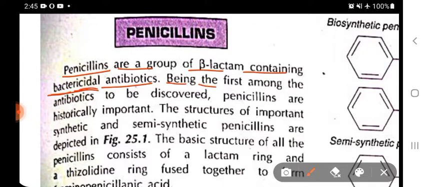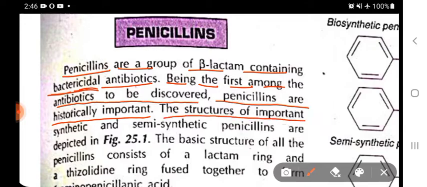Now, being the first among the antibiotics to be discovered, penicillins are historically important because these penicillins are actually the first antibiotics which have been discovered by Alexander Fleming. And the structure of important penicillins, some synthetic and some semi-synthetic, has been given in the figure which is given on your side.